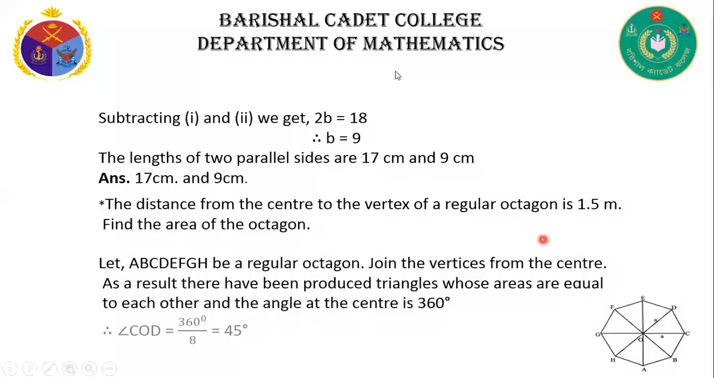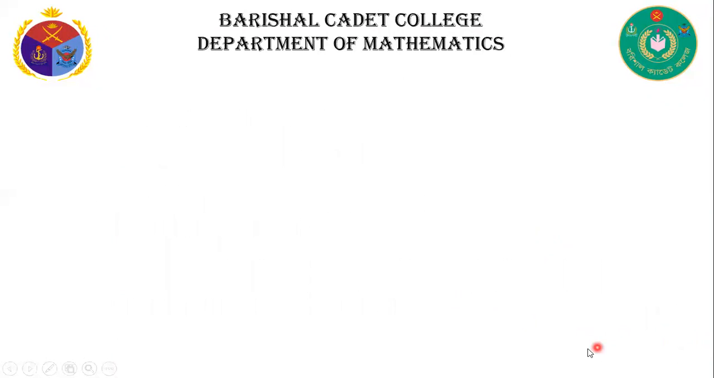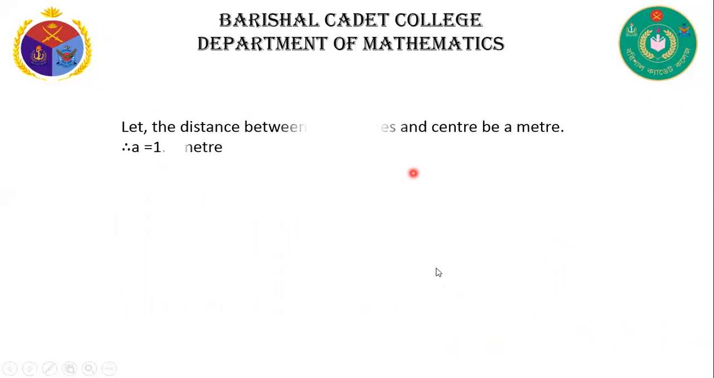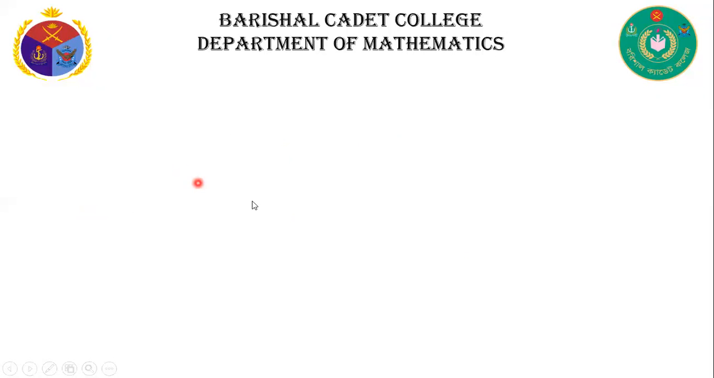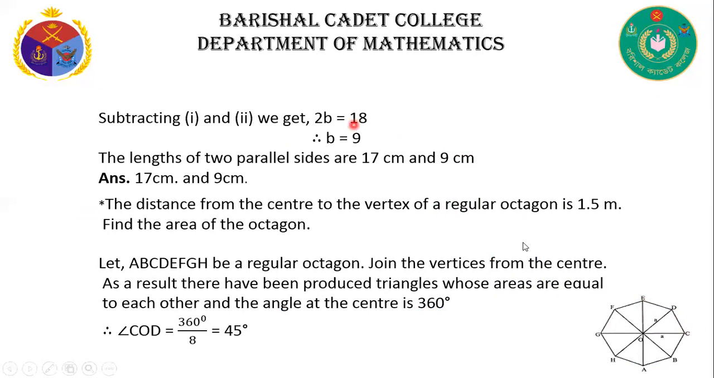So we can write angle COD is equal to 360 divided by 8, that means 45 degrees. Now let the distance from the vertex to the center of the octagon be A, equal to 1.5 meter, because here it is given that the distance from the center to the vertex of the regular octagon is 1.5. That means the value of this portion is 1.5.